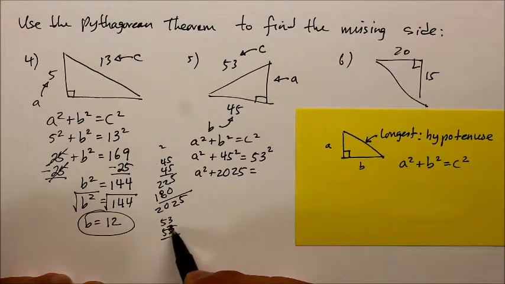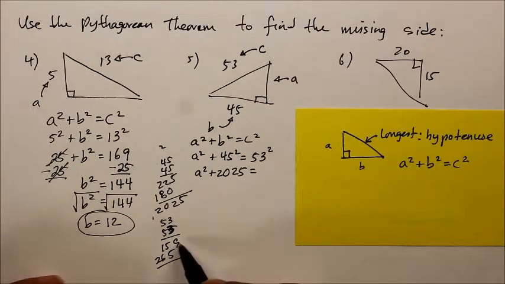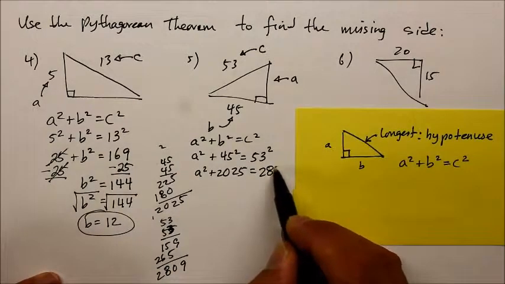3 times 3 is 9. That's a 3, okay? And 3 times 5 is 15. 5 times 3 is 15. 5 times 5 is 25, plus the 1 carried is 26. Take the sum of the two products. So 9, 0, that's a 2 with an 8 and 2. So that's going to be 2809.